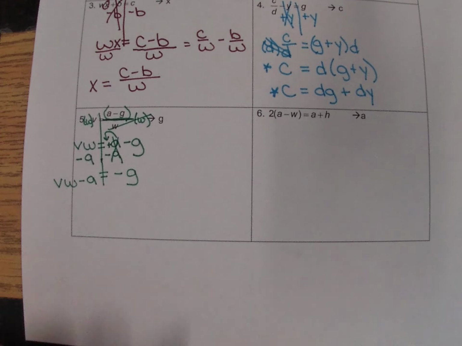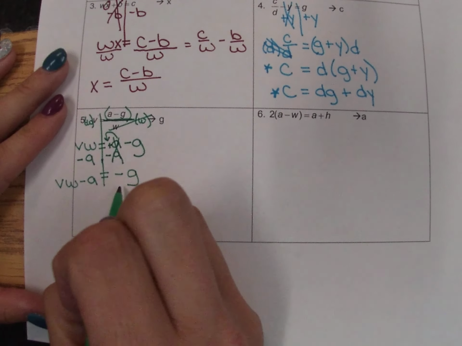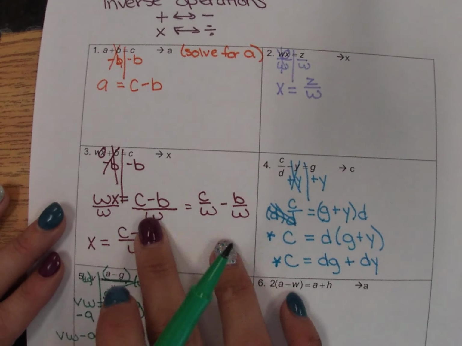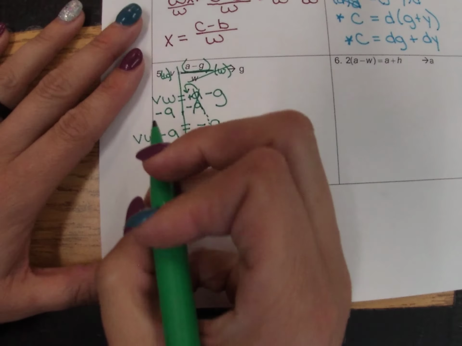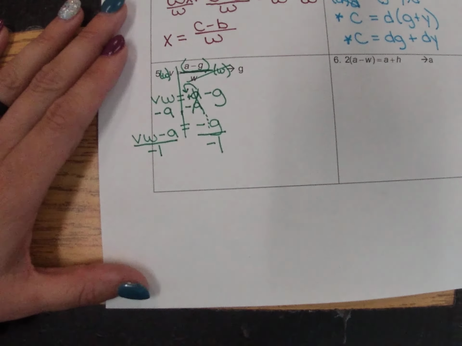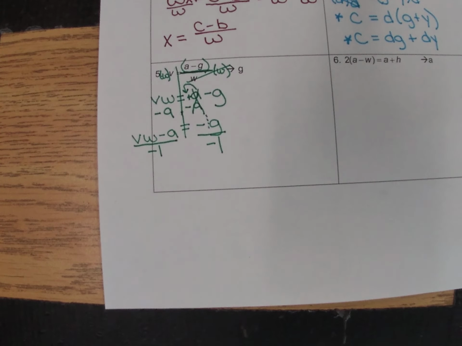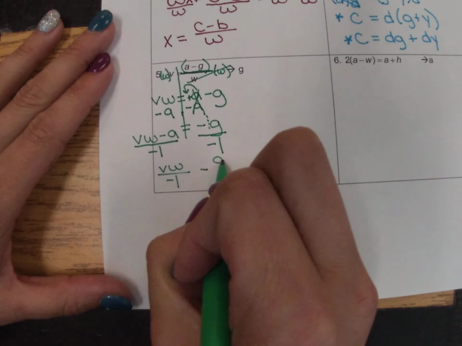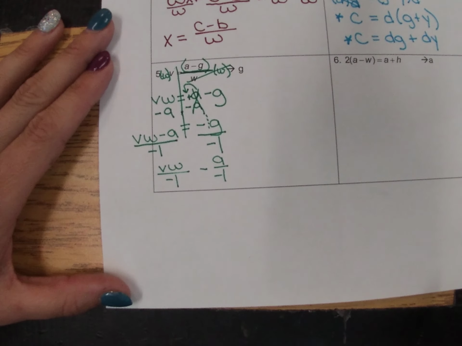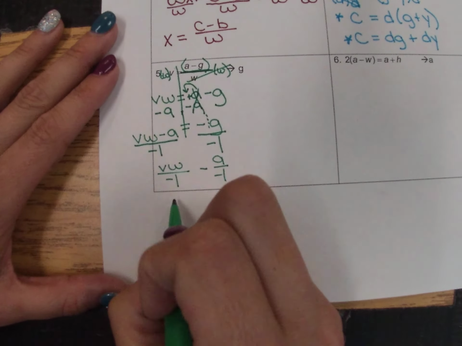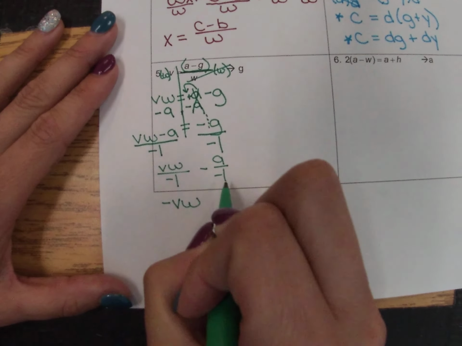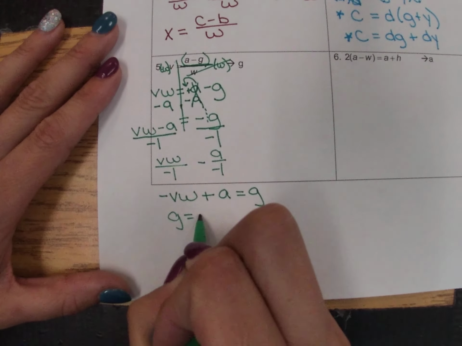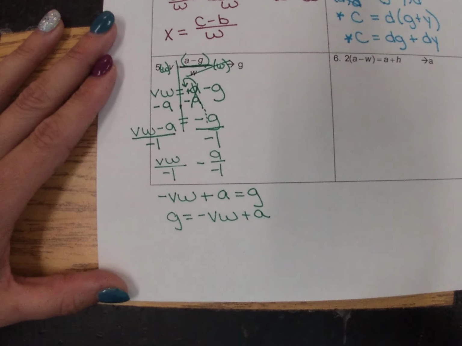But we're not done yet because we don't have G by itself. So we need to divide by that -1 that's really sitting in front of the G. And we're going to use this rule that we talked about up here. While we can just do this whole thing divided by -1, we can simplify with that. So that's the same idea as VW divided by -1 and A divided by -1. And that we can simplify, right? A positive divided by a negative becomes a negative, and a negative divided by a negative becomes a positive. So we would have G equals negative VW plus A.